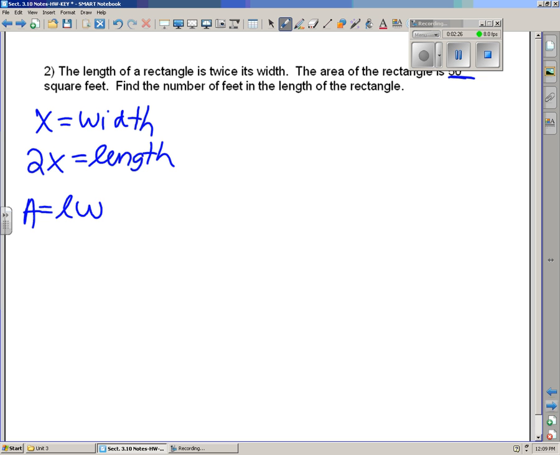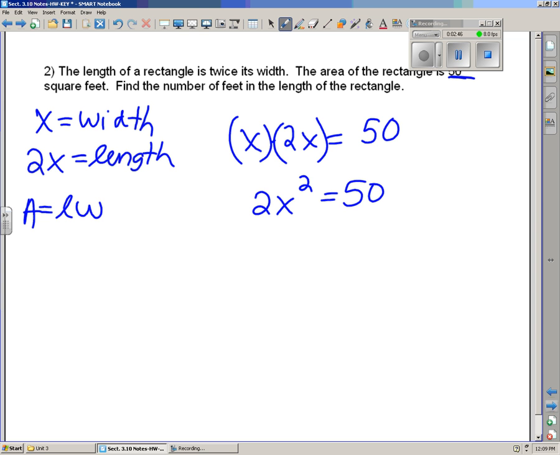So if we multiply the width times the length, we're going to get 50. When we multiply these two pieces together, and I usually like to have parentheses around them as opposed to that little multiplication symbol, this becomes 2x squared equals 50. Well, it's a quadratic. We've got to set it equal to 0, factor, and solve, which means keep the x squared where it is, subtract 50 from both sides, and that's what allows you to set the equation equal to 0.